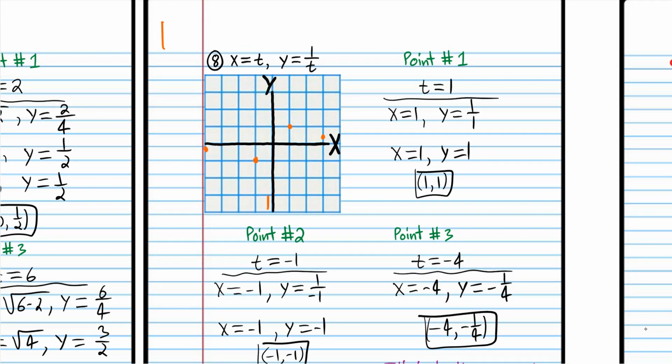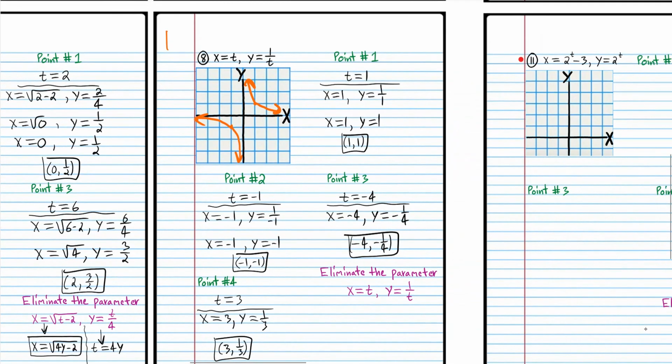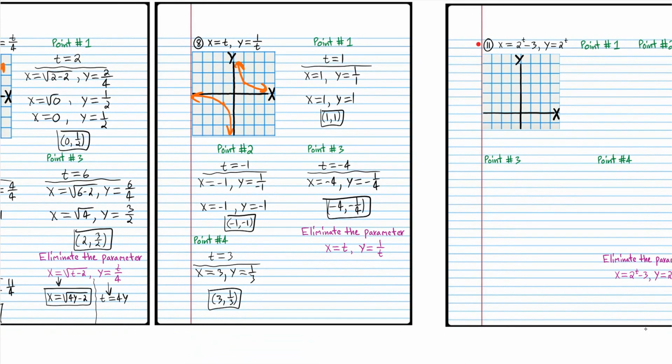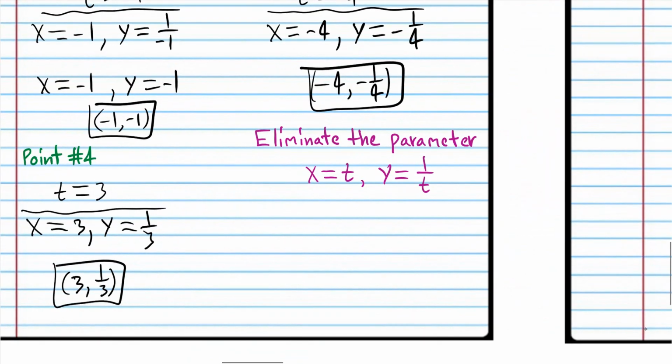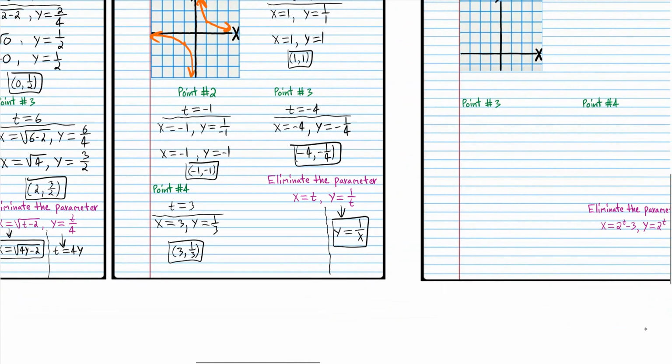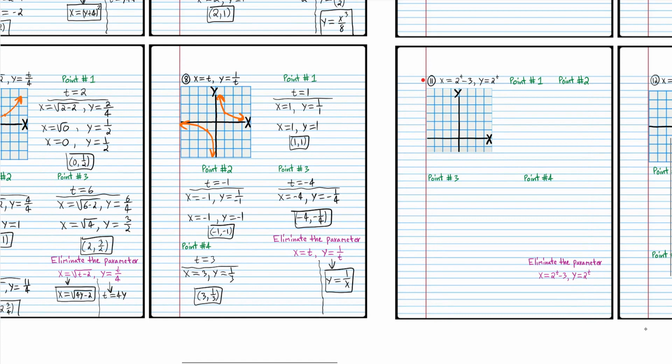And so now we can connect the dots. We know that our graph is going to look like the reciprocal parent graph. And to prove that, we can eliminate the parameter. So we choose the equation where it's easiest to isolate t, and that's obviously the left equation. Then we write the equation at the right, but we replace t with x, and we can see that that's just the reciprocal parent graph and parent equation.